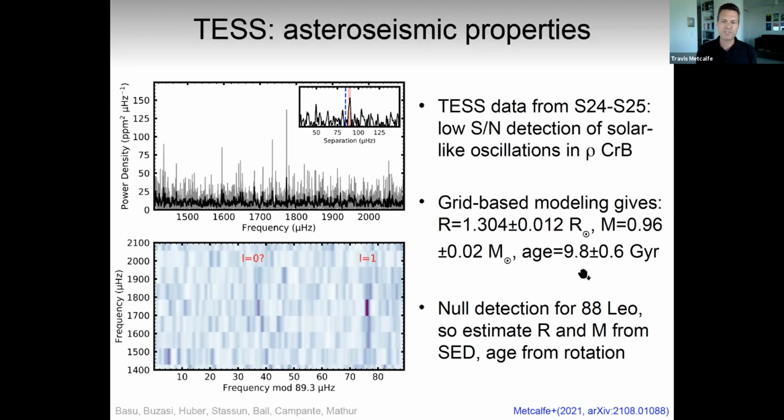For 88 Leo, unfortunately, there was only one sector of observations in cycle 2, and so we were unable to get an asteroseismic detection. In the case of 88 Leo, we are estimating the radius from SED modeling. We use that with an empirical eclipsing binary mass-radius relation to derive a mass. And then we get the age through gyrochronology from rotation, since it is before the critical rotation rate where rotation and activity decouple. Gyrochronology should provide a reliable age for that younger star.